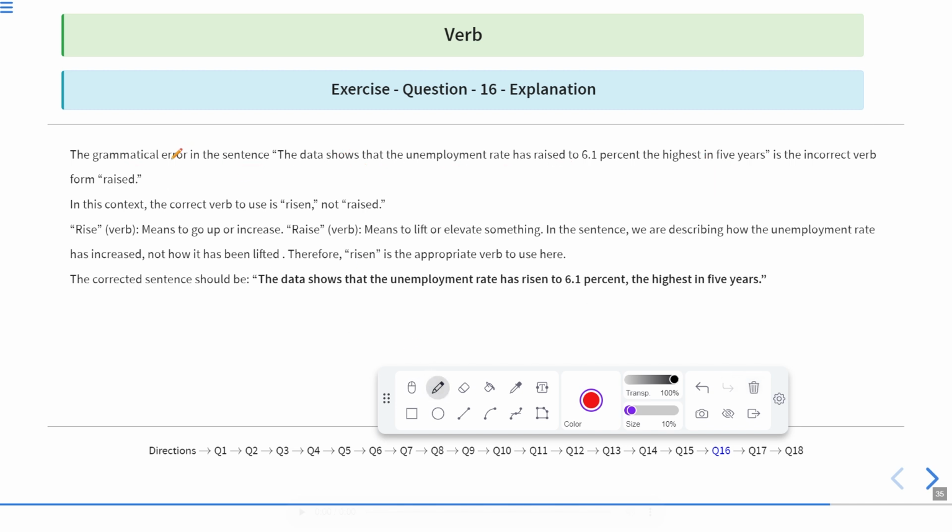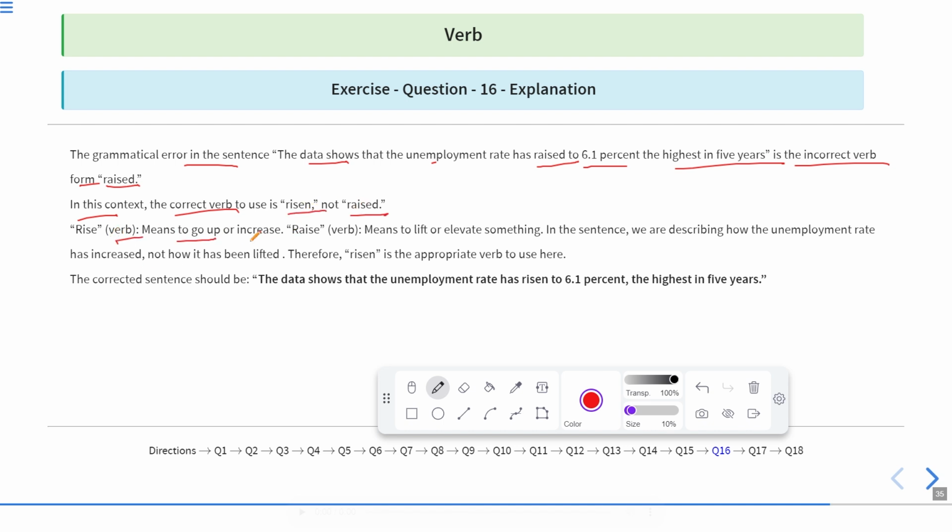The grammatical error in the sentence, "The data shows the unemployment rate has raised to 6.1%, the highest in 5 years," is the incorrect verb form "raised." In this context, the correct form of the verb should be "risen," not "raised."